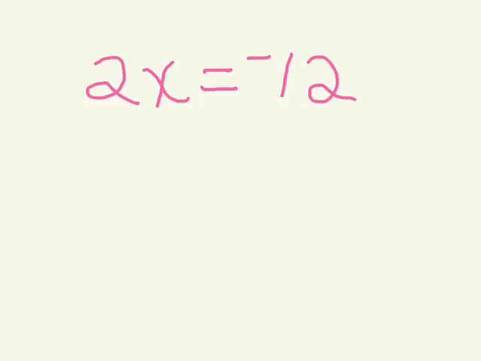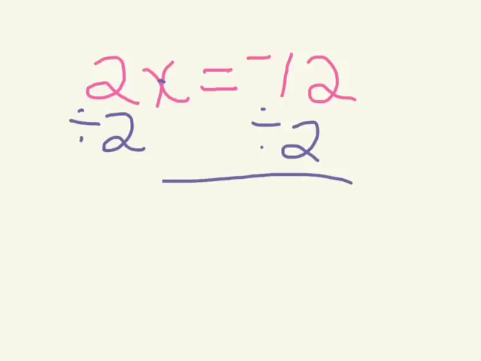One more example. 2 times x equals negative 12. What's my variable? It's x. What's there with it? Times 2. How do I undo times 2? Well, I divide by 2. What I do to one side, I must do to the other. Remember, my whole goal is to isolate x. So why did I divide by 2? To undo the times 2. So what I'm left with is just x.